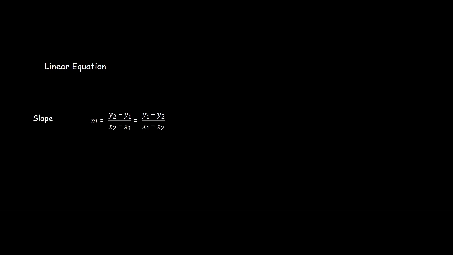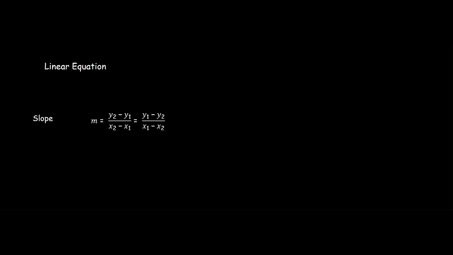In this video, we review everything about a linear equation. The very first important property of a linear equation is the slope, because every linear equation represents a line, and each line has a specific slope. How can we find the slope of a line?